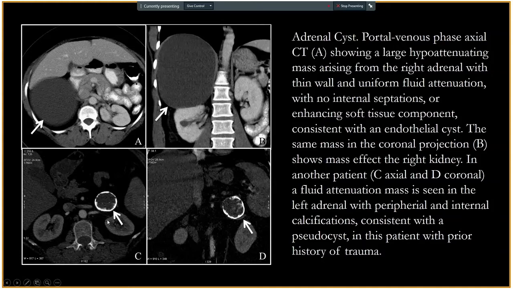At the bottom, we have a cyst arising from the left adrenal, which shows internal fluid attenuation, but a thick calcified wall. Something like this is most likely a post-traumatic cyst. So after trauma, they develop adrenal hemorrhage, and over a period of time, the hemorrhage resolves. There is now fluid inside, and there is mural calcification.